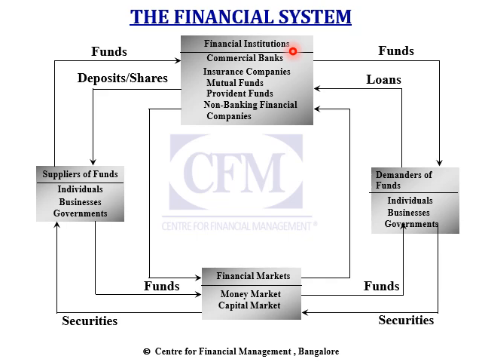The key financial institutions are commercial banks, insurance companies, mutual funds, provident funds, non-banking financial companies. Suppliers of funds provide funds to financial institutions. In return, they get deposits or shares of these institutions. Financial institutions provide funds to demanders of funds. In return, they receive loan obligations.